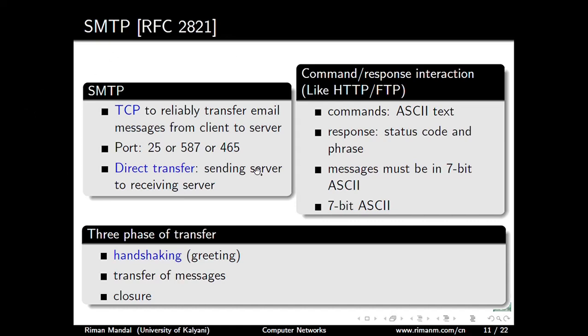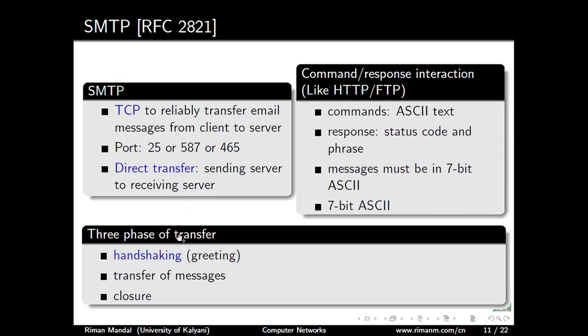SMTP uses direct transfer. That means the client server will send the email directly to the receiving server. Like HTTP or FTP, here also a command-response interaction can be seen. Commands are ASCII text, and responses are a status code and phrase, like we have seen in the previous HTTP or FTP protocols. Here messages must be in 7-bit ASCII, and the commands will also be in 7-bit ASCII format.